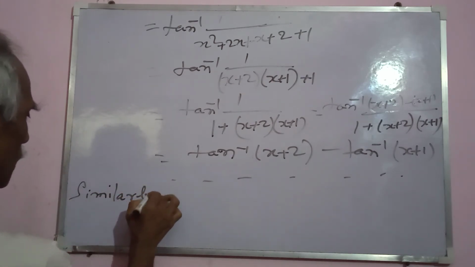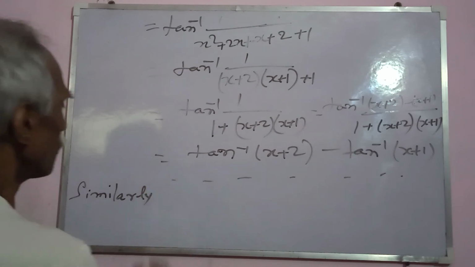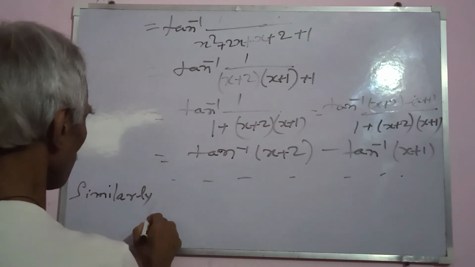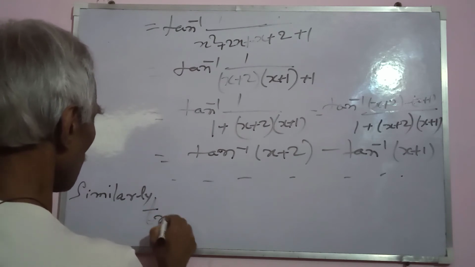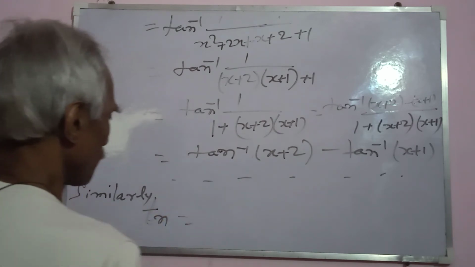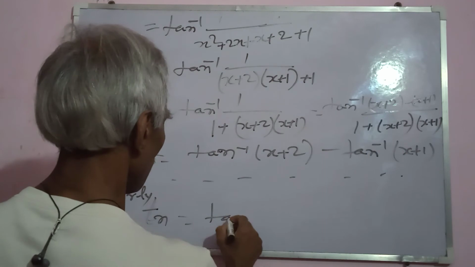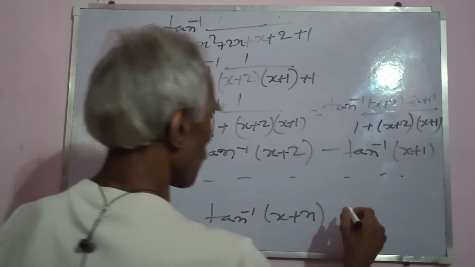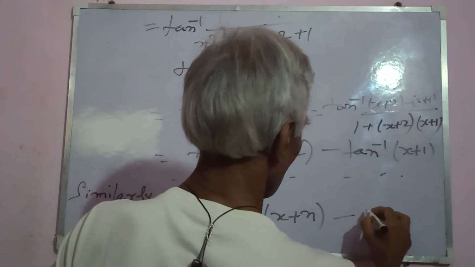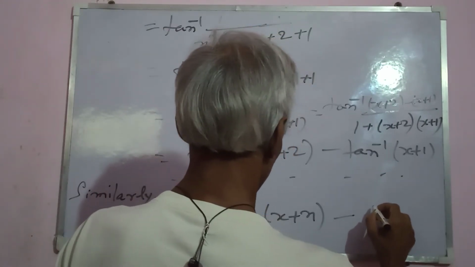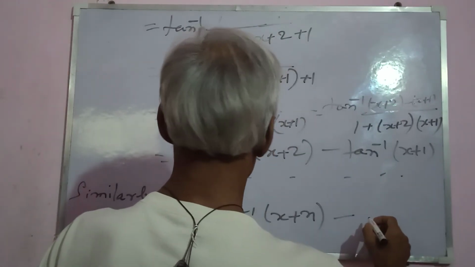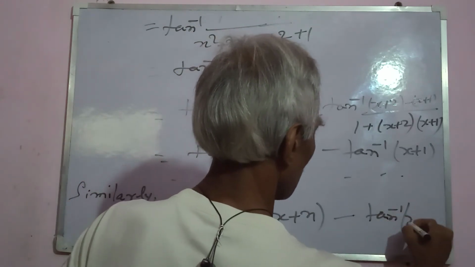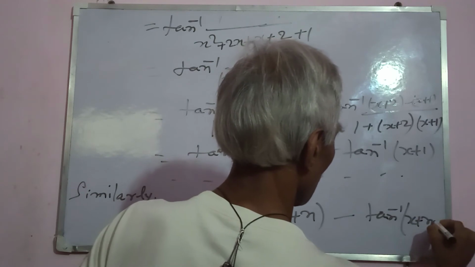Similarly, Tn can be written as tan inverse (x plus n) minus tan inverse (x plus n minus 1).